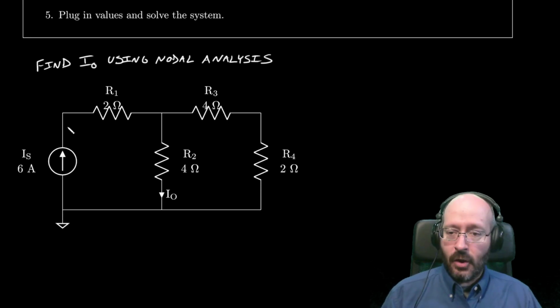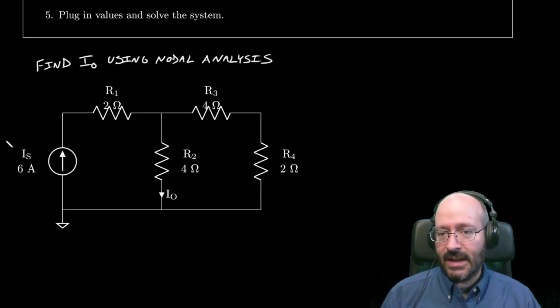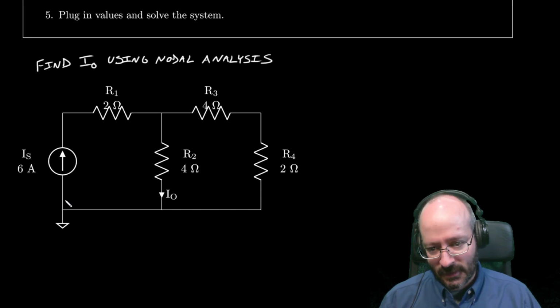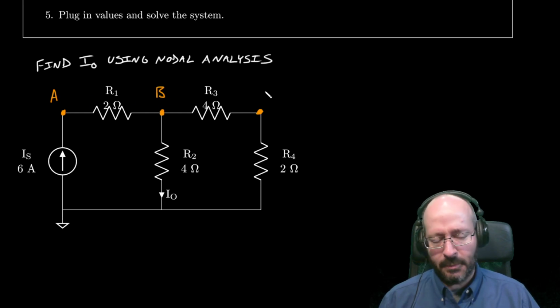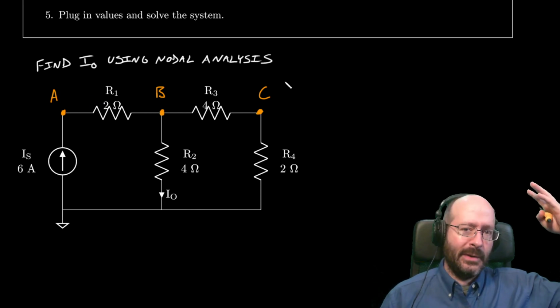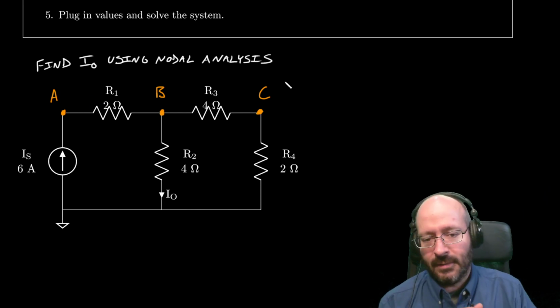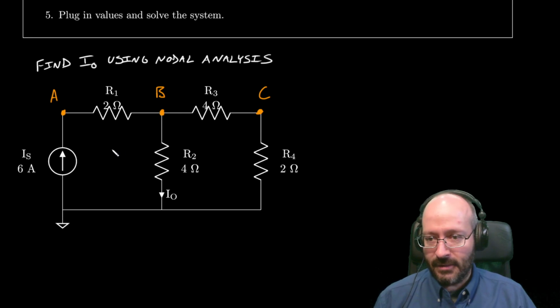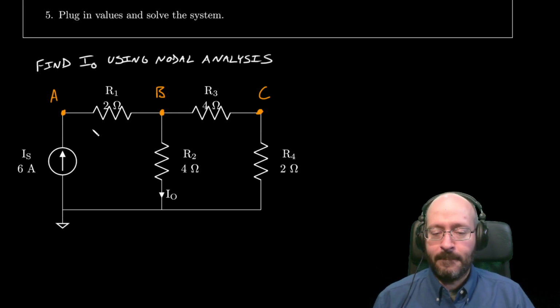Okay, so the first thing we do is label our non-reference nodes. Ground is here, and that's 0 volts. Here's a non-reference node, here's a non-reference node, and here's a non-reference node, and we give them names. You can call them whatever you want. I tend to use letters when I'm doing nodal analysis, and I tend to use numbers when I'm doing mesh analysis. I'm not sure why. If I dig back into my notes as an undergrad, I can probably find that.